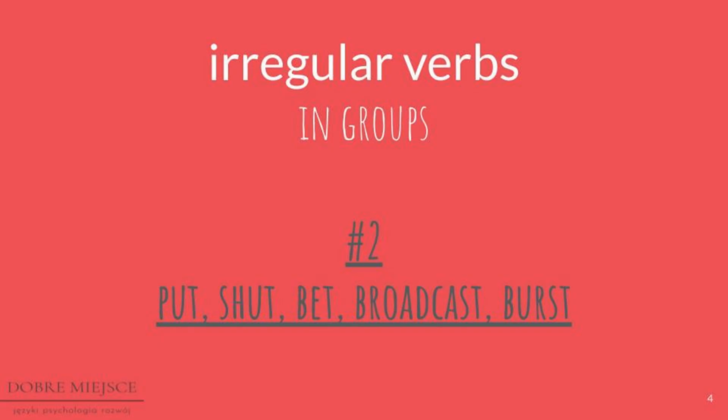Now you will see 5 examples of irregular verbs, listed in the following order. 1. The infinitive, so the basic form of the verb. 2. Past simple form. And 3. Past participle form.